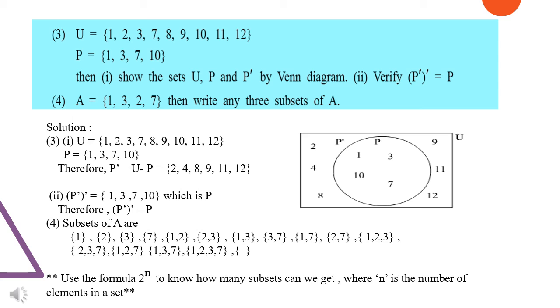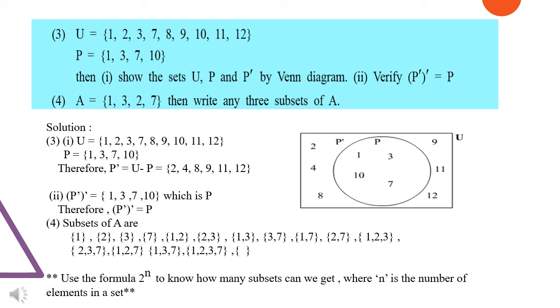Then write any three subsets of A. Now they have asked us any three subsets of A. Okay, but I have given here all possible subsets to you so that you know how to find a subset. Now subset is nothing but a set which will have its element present in the given set. So I can have either, look at the solution of question 4. I can either have subset as only 1, only 2, only 3, only 7.